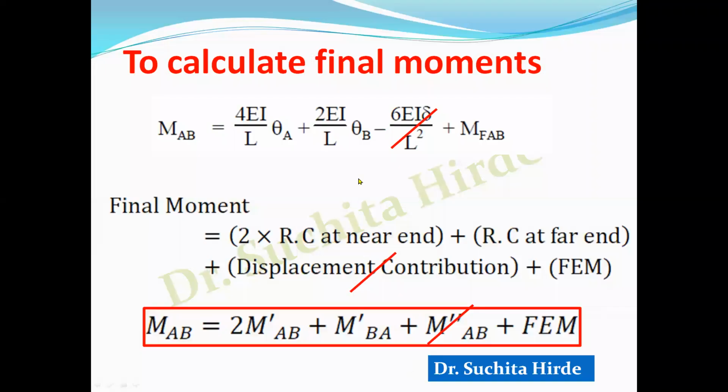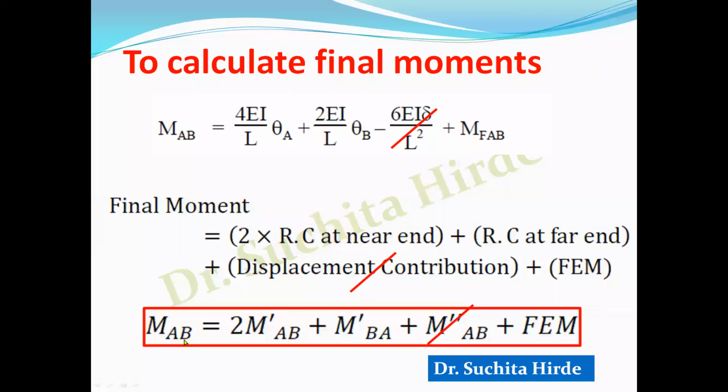Since this is the problem without sinking of support, we have to use this equation. That is, final moment is equal to 2 times rotation contribution at near end plus rotation contribution at far end plus fixed end moment. There will not be any displacement contribution in this case. So using this equation, now we are going to calculate final moment at all the ends.